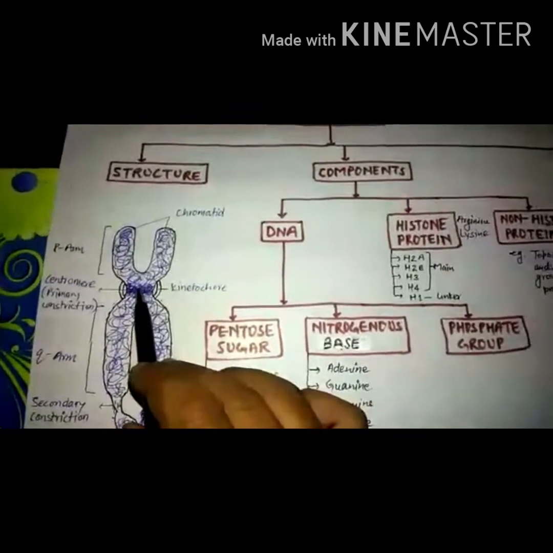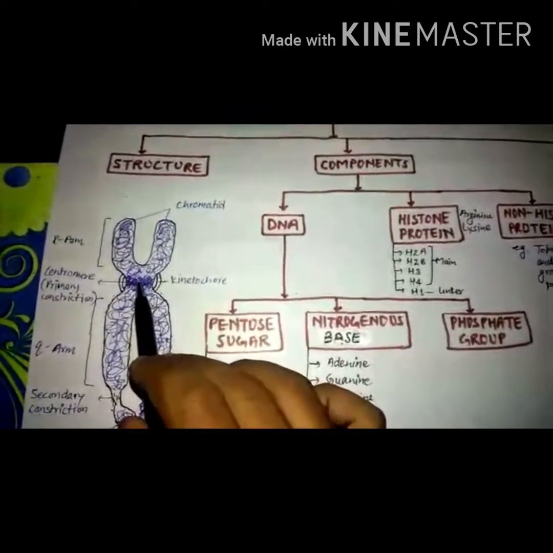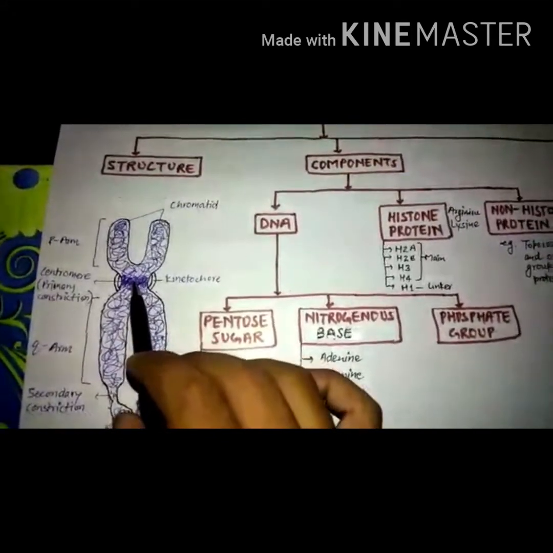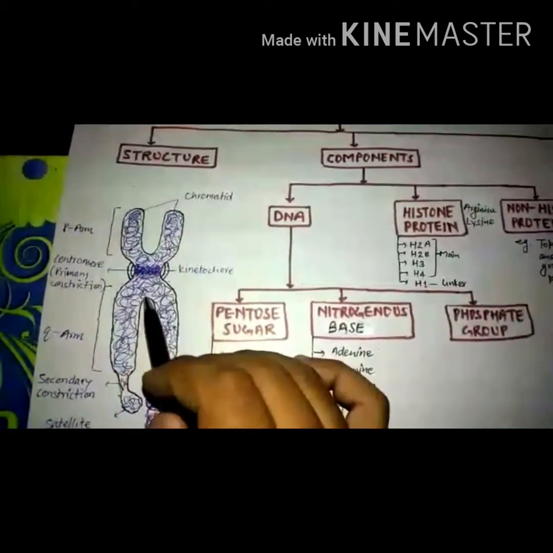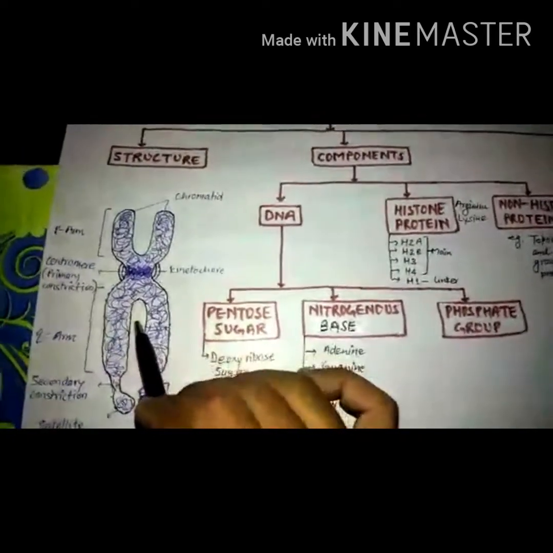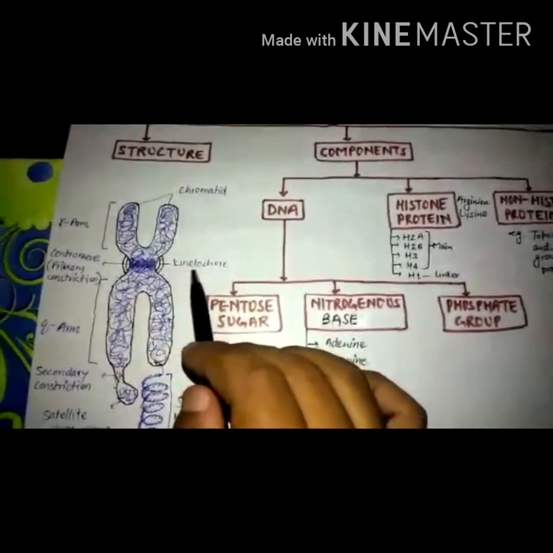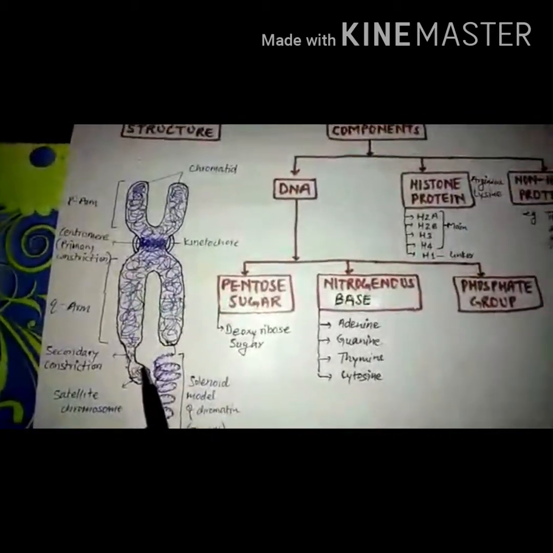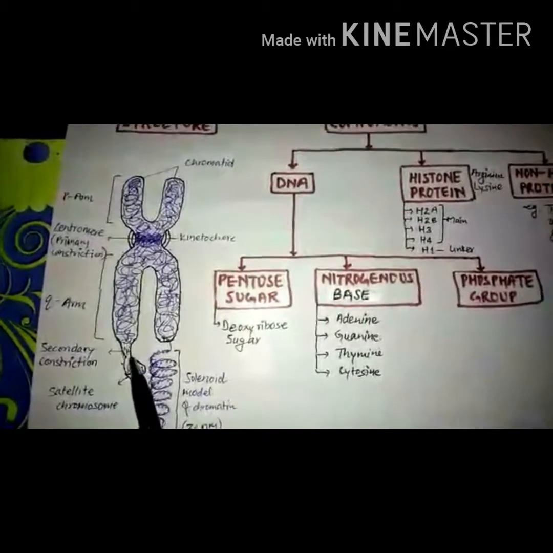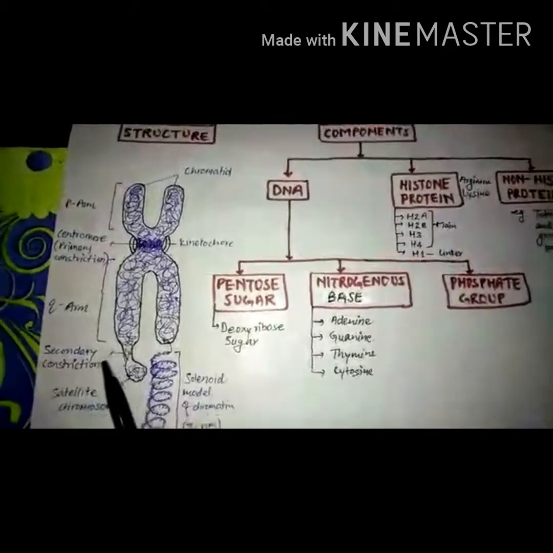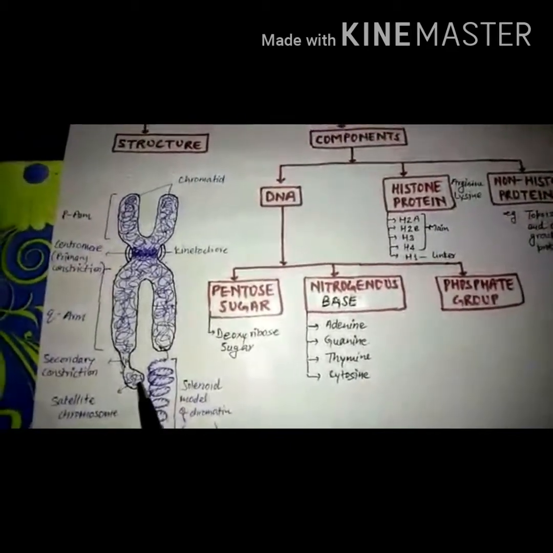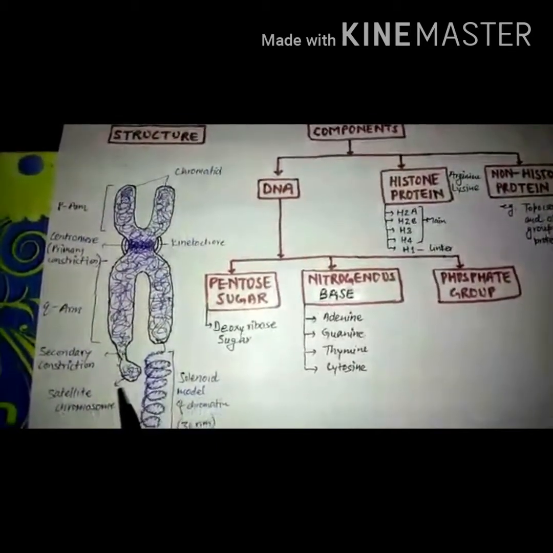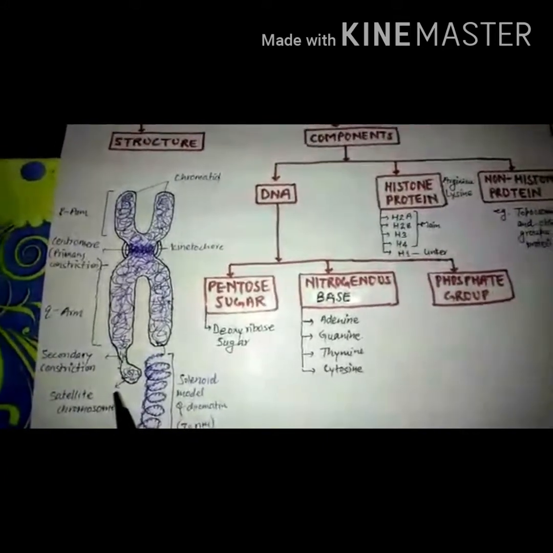Inside the centromere or primary constriction, protein plate-like structures are present, and these mainly help in the splitting of the chromosome into chromatids during cell division. These structures are known as kinetochore. Next, a chromosome-like body is attached to the main body of the chromosome through the secondary constriction. This body is known as the satellite chromosome, and it is mainly utilized in DNA fingerprinting.